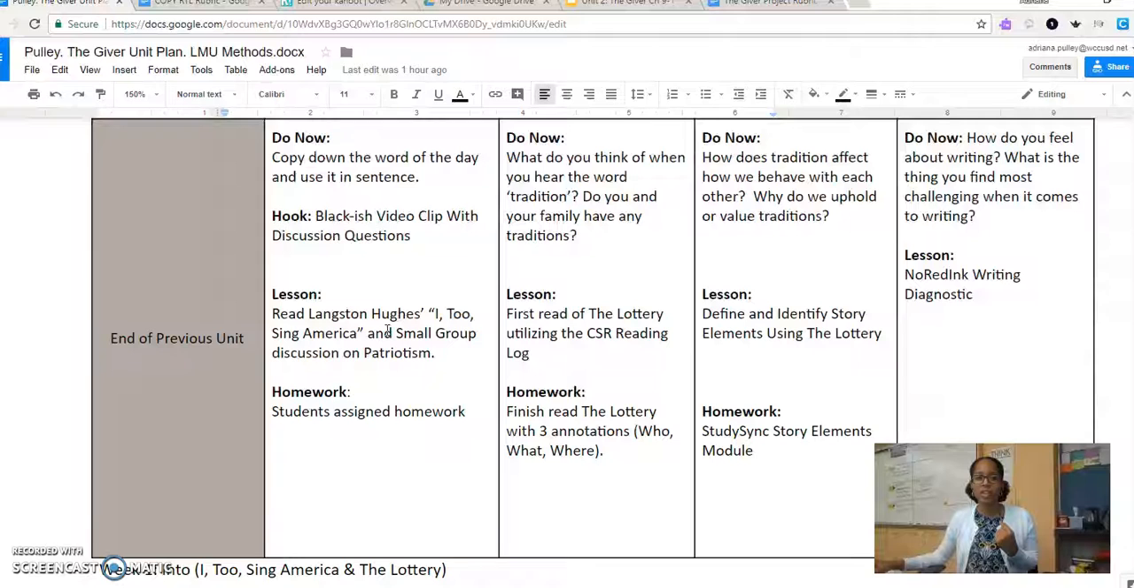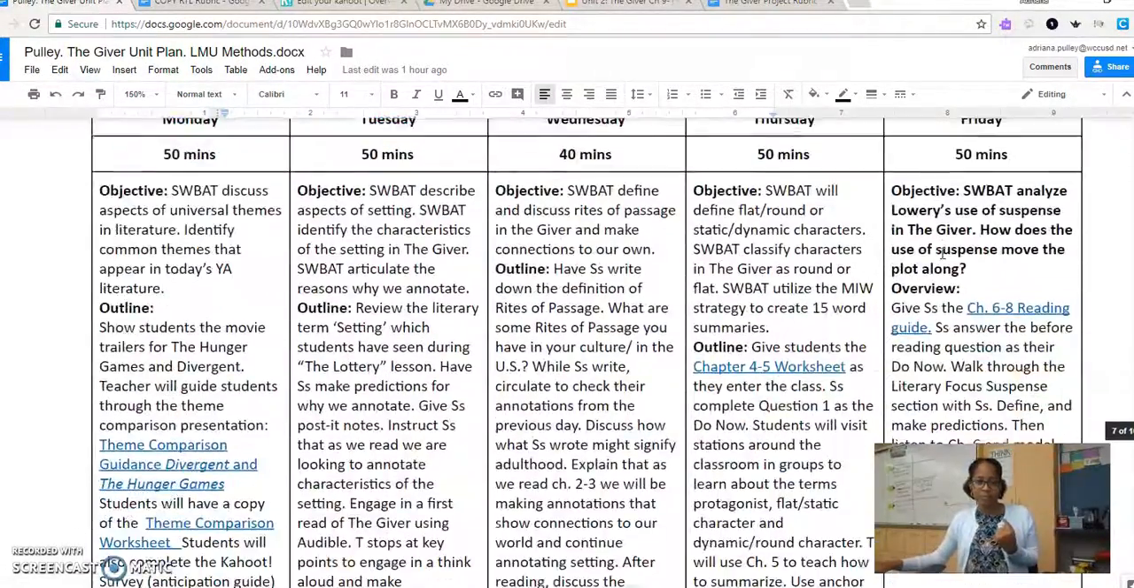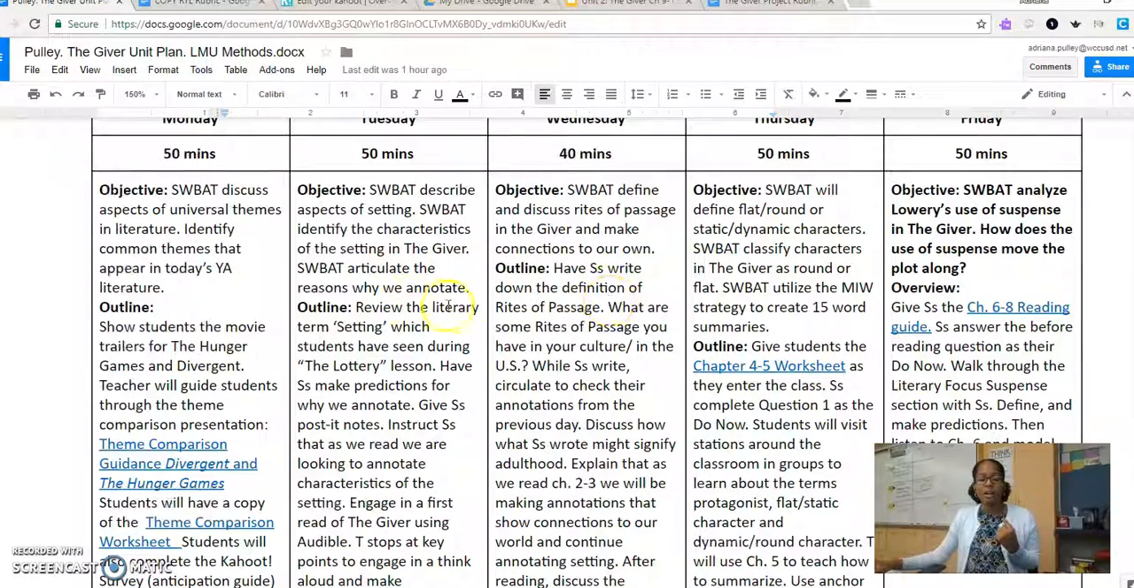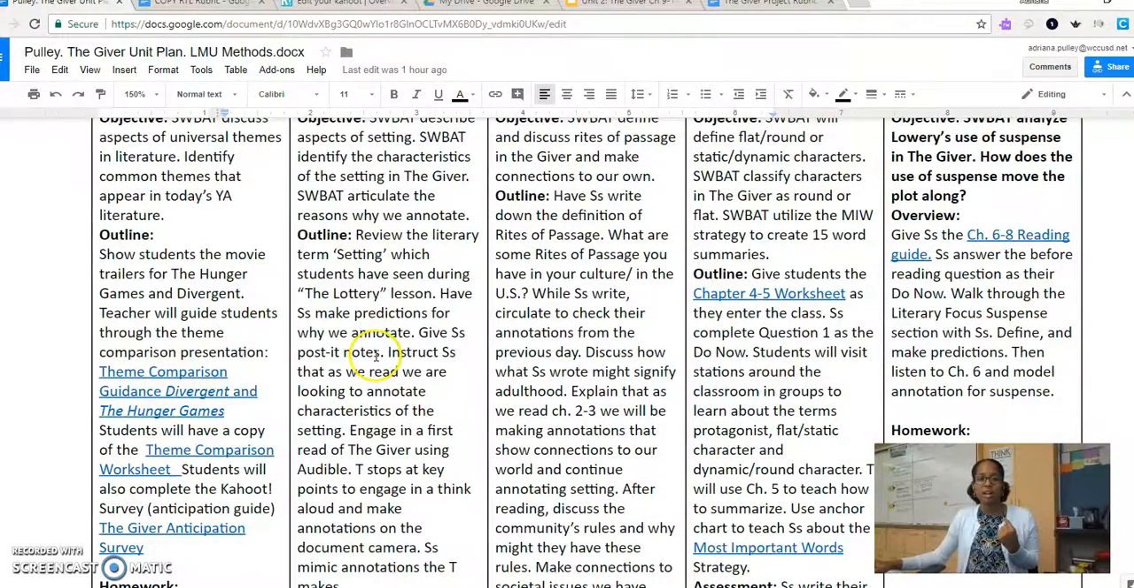So yeah, starting out the unit, covering The Lottery and Langston Hughes' I, Too, Sing America, just to start thinking about those questions, and then moving into traditions, rituals, and things that we value as a society. On Friday, they'll take that diagnostic. Moving right along, we'll start out with The Giver by examining similar young adult novels that students are more familiar with: The Hunger Games, Divergent, and again, that anticipation survey that I showed you earlier. Thinking about setting again, they've already seen setting in The Lottery.